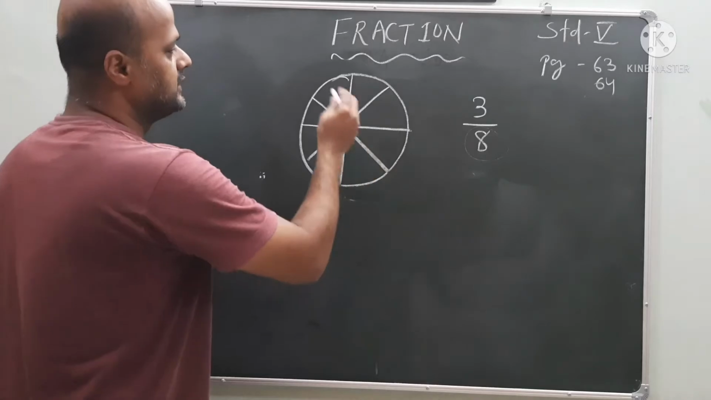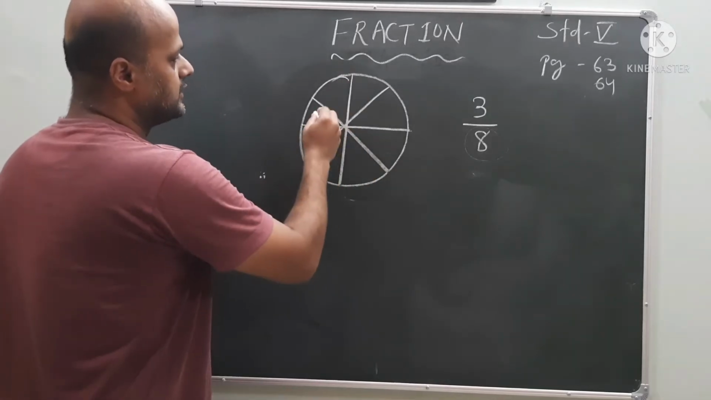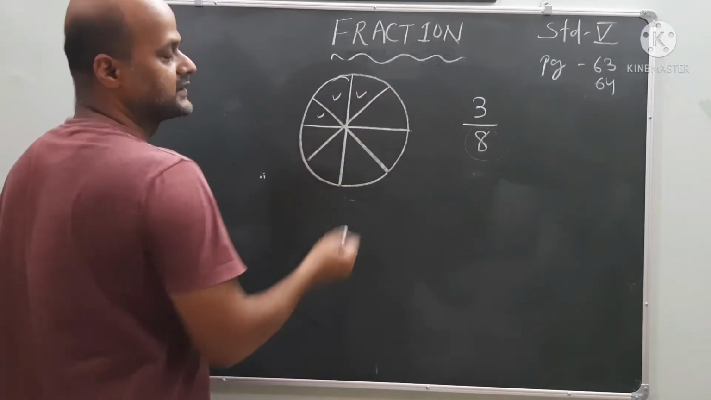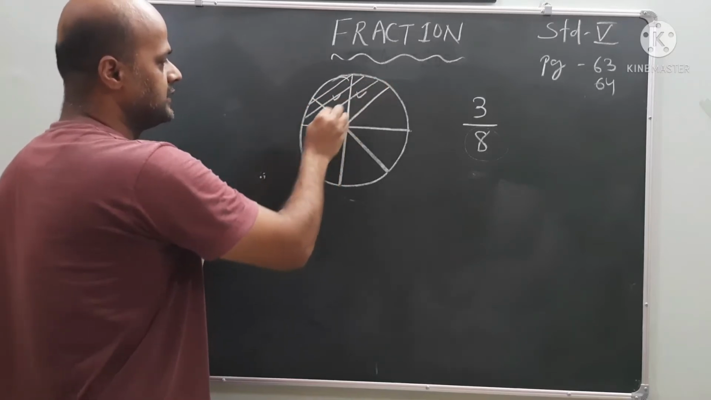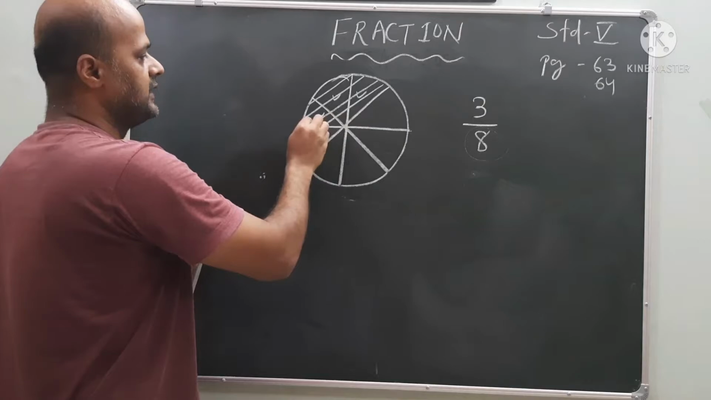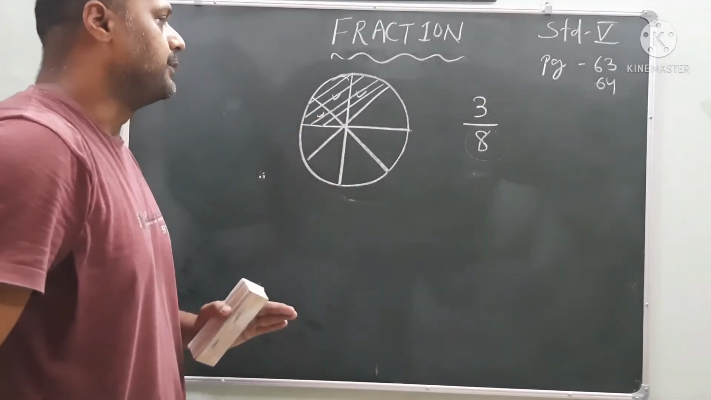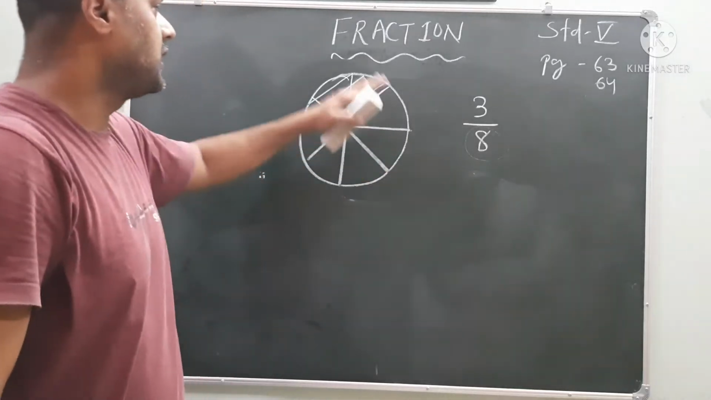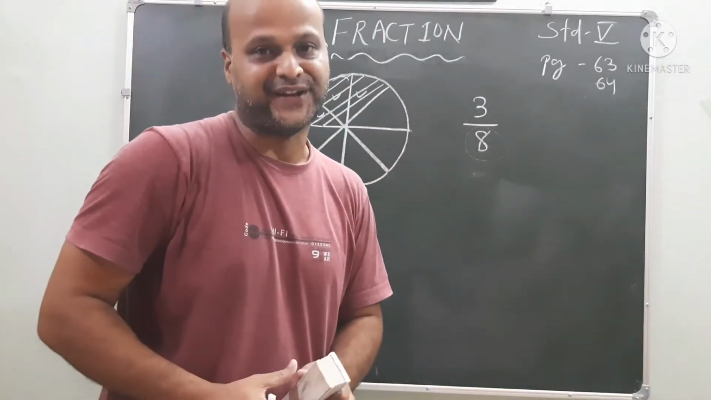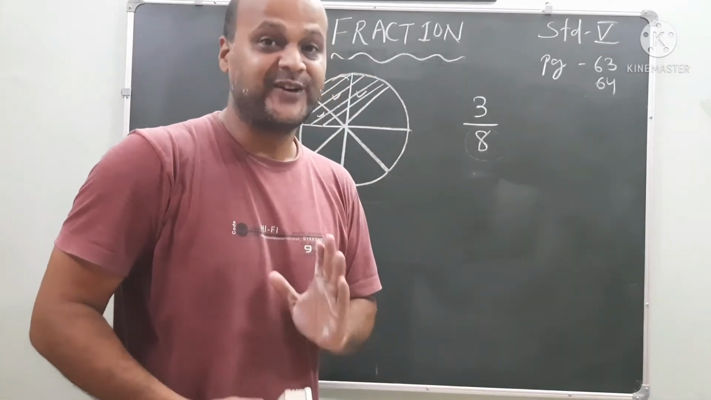Okay, any 3 parts. So I will do this 1, 2, 3 parts. I will shade it here. Like this, you have to shade it with the help of your pencil and scale, and it will be completed. So this fraction is showing how much? 3/8 in the pictorial manner. Understood, my dear friends? So easy now.